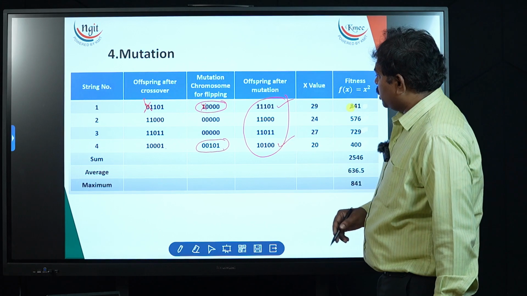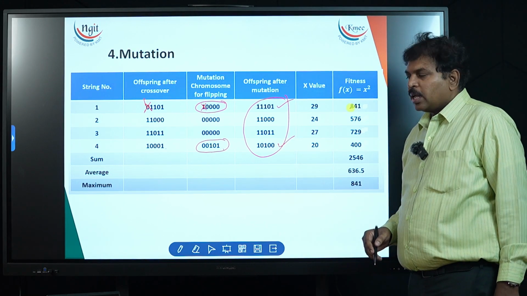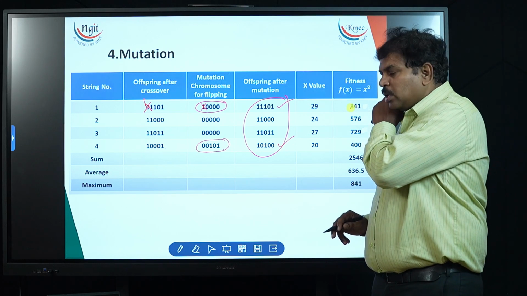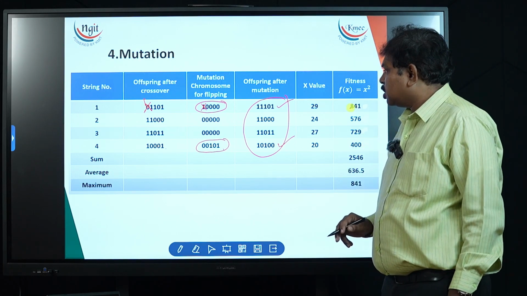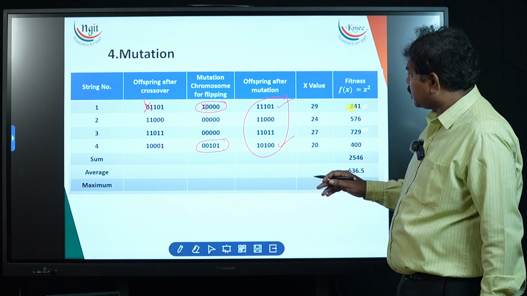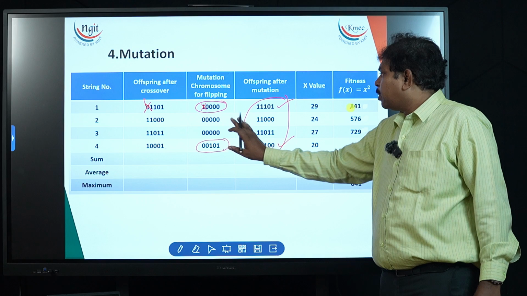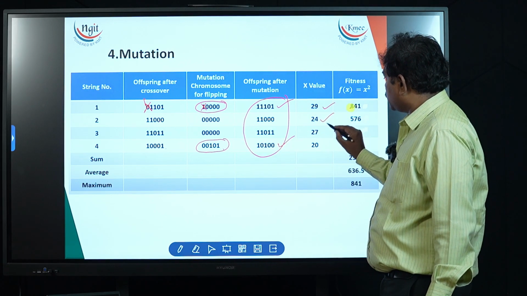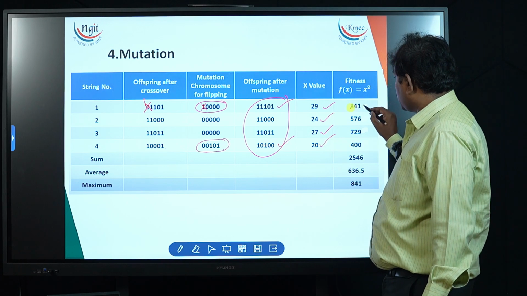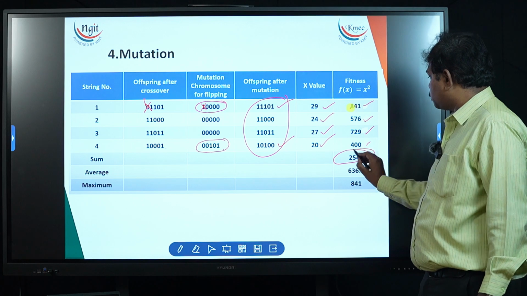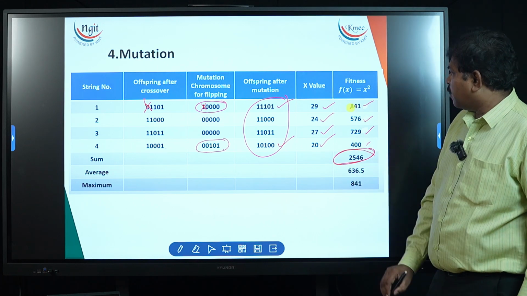I applied mutations; this also happens in humans. Suppose in some rare conditions, some mutations happen in the genes of a human and generate new diseases. Similarly we also apply mutation here. After applying mutations, these are the newly generated x values and their x square values. If you sum, my value becomes maximized, means I optimized my function.